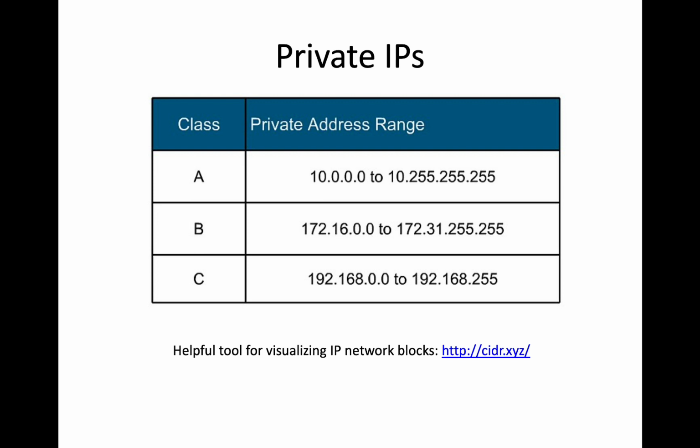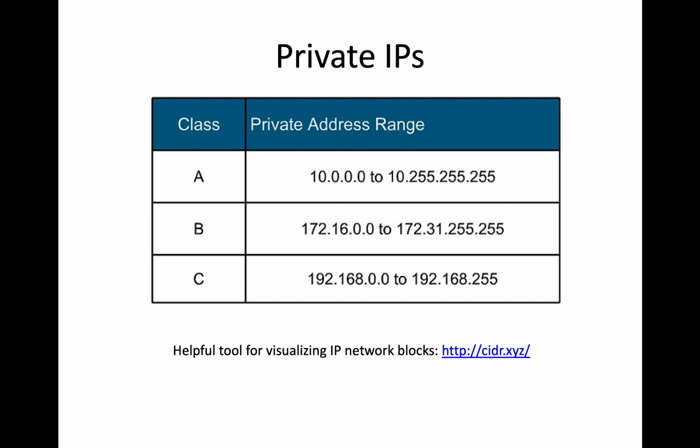Well, private IP addresses are IP addresses which are not publicly routable on the internet, meaning that if you have a device that's assigned an IP address from one of these private IP address ranges, that device is not able to communicate with other devices on the internet. Internet routers will refuse to route traffic for devices that have these IP addresses. So these IP addresses are only usable internally.